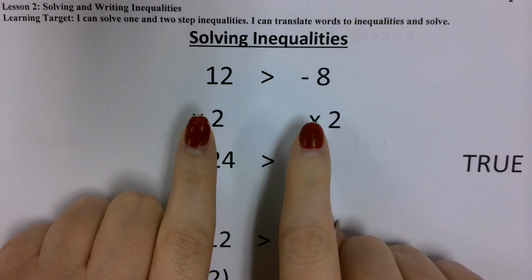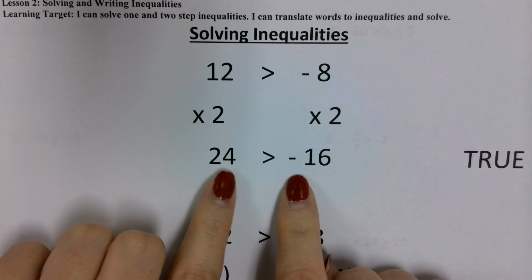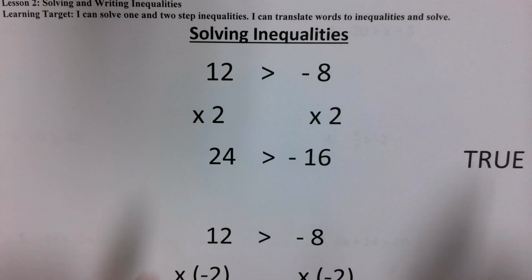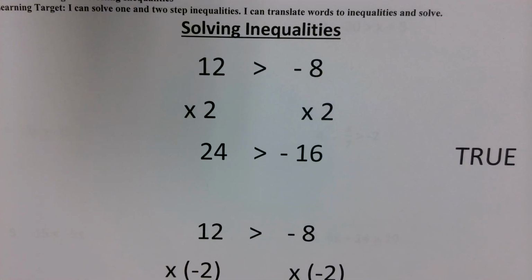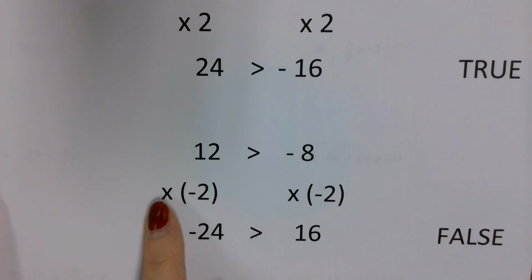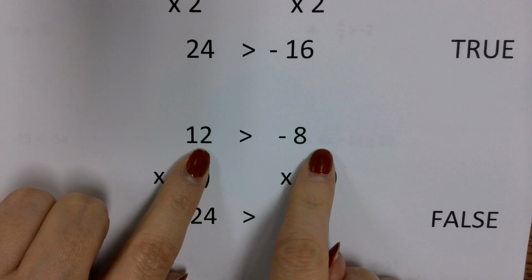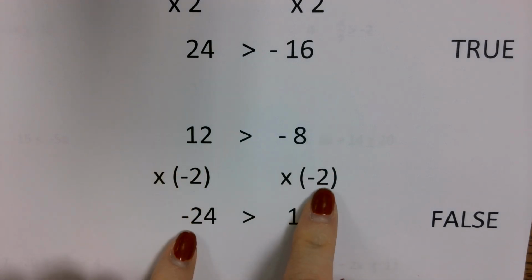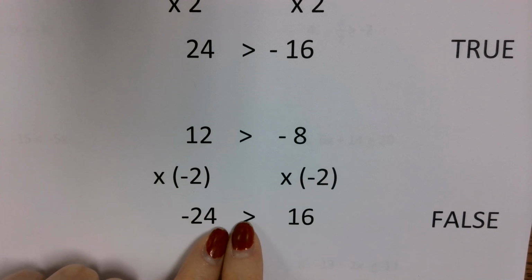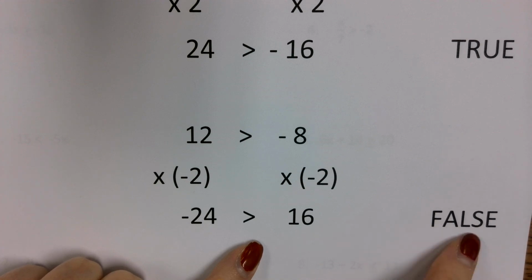If I were to multiply both sides by a positive 2, I would still get a true statement. 24 is greater than negative 16. This is still a true statement. But if instead of multiplying by a positive 2, I decided to multiply by a negative 2, okay, 12 is greater than negative 8, I multiply both values by a negative 2. I now have negative 24 and positive 16. Is negative 24 greater than positive 16? No. So this creates a false statement.